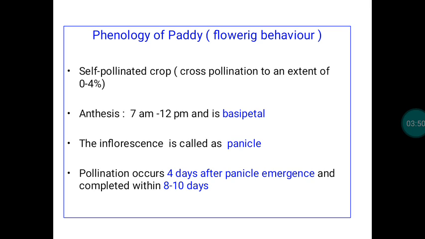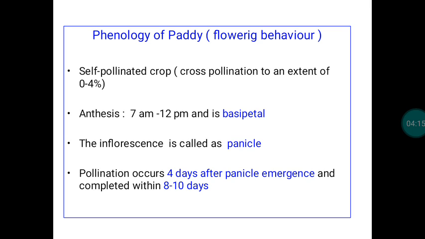The inflorescence is called a panicle. Normally the panicle will be ready for pollination four days after emergence from the flag leaf. So the panicle will be ready for pollination 4 days after panicle emergence from the topmost leaf, that is the flag leaf. And the flowering period will be about 8 to 10 days.